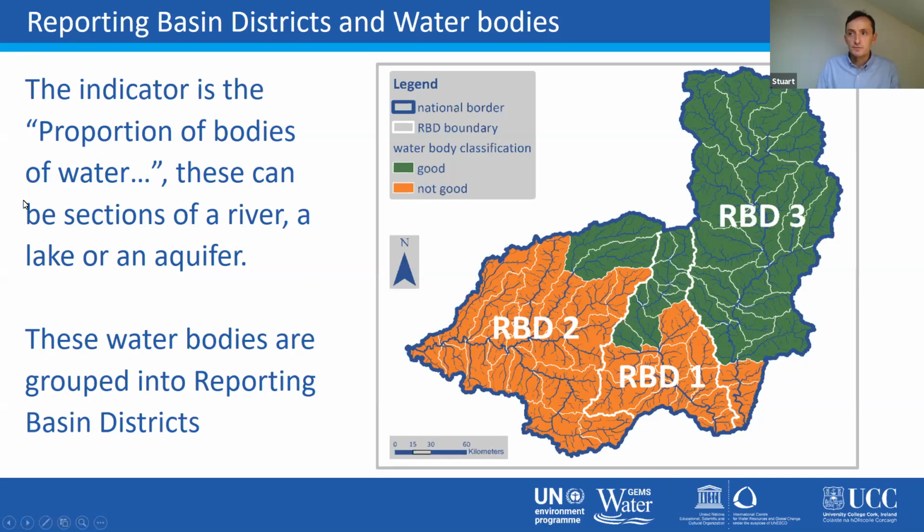Another central concept is the reporting basin districts and the water bodies. Now, the indicator is calculated as the proportion of bodies of water. So these can be a small section of a river or a lake or an aquifer. And as shown here, these small water bodies are grouped and nested within reporting basin districts. These larger hydrological units can be made up of either a single large river basin or a combination of smaller ones. The reporting basin district concept provides a practical spatial unit that can be used for management purposes. This is especially relevant for countries that share transboundary waters, where strategic efforts to assess and manage water quality are a benefit for countries on both sides of the border.